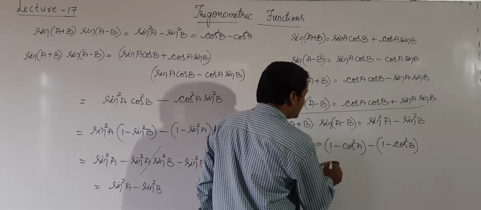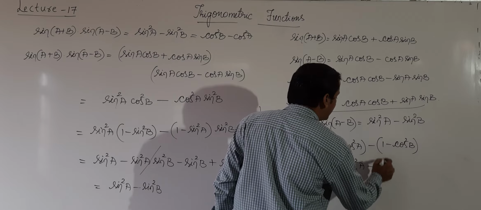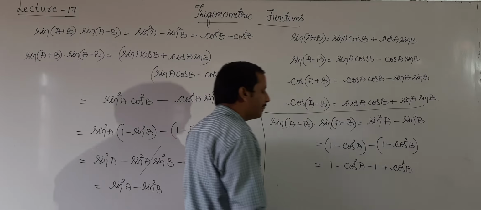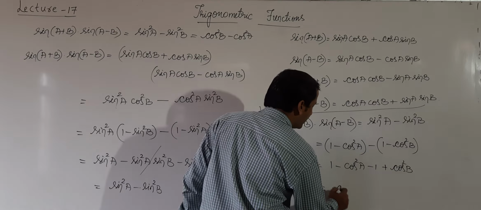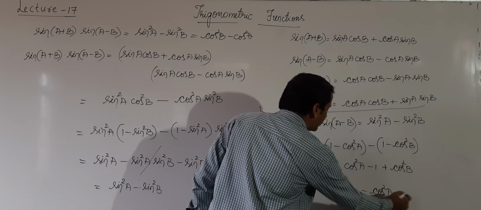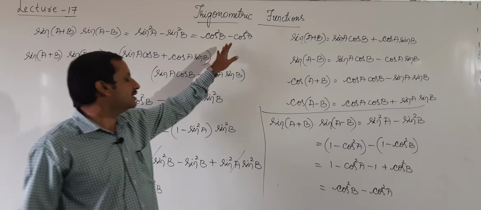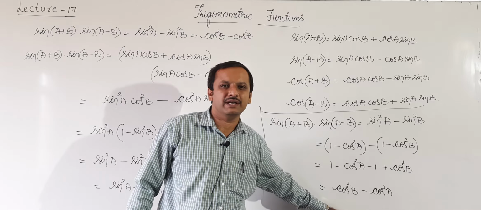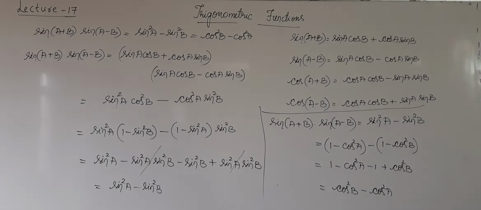That's equal to 1 minus cos square A minus 1 plus cos square B. So 1 gets cancelled. Hence, you get cos square B minus cos square A. So we have sin A plus B into sin A minus B is equal to sin square A minus sin square B, and that's also equal to cos square B minus cos square A. Okay. Next.